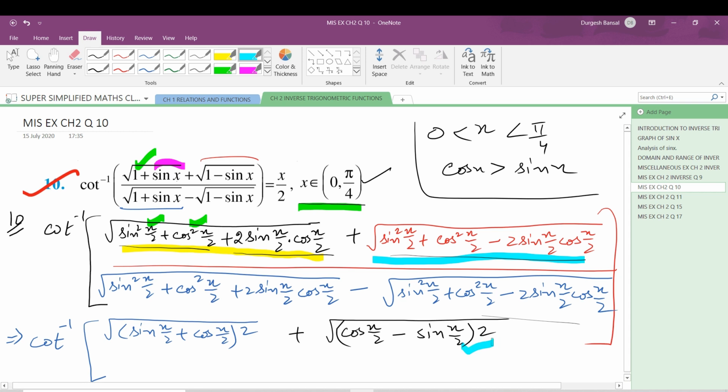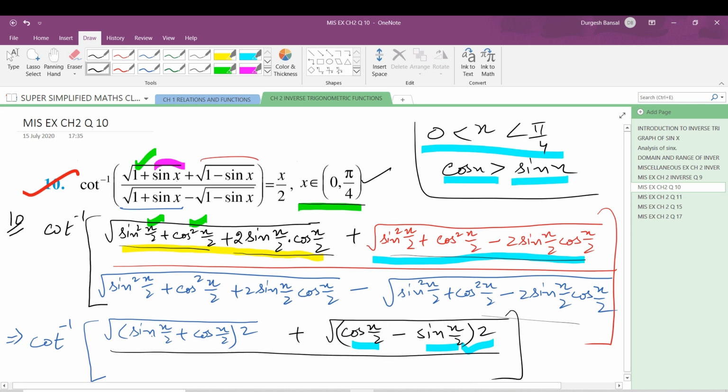In place of this bracket, you could have written sin x by 2 minus cos x by 2 also. But you chose to write cos x by 2 minus sin x by 2 because you want to write only the positive value. It means cos x by 2 should be greater than sin x by 2. In this domain, cos x is greater than sin x, and hence we are choosing this value. And divided by square root of sin x by 2 plus cos x by 2.